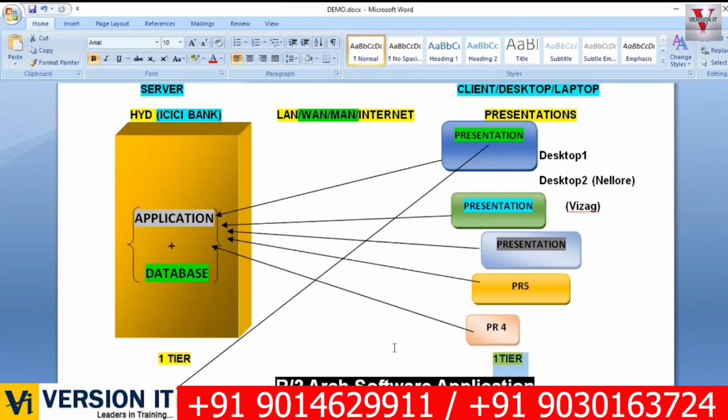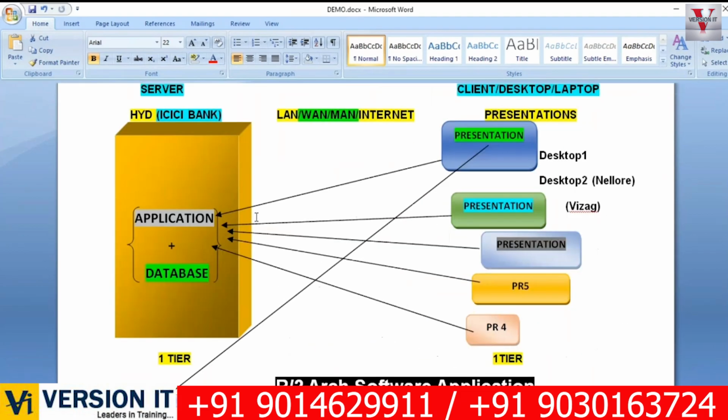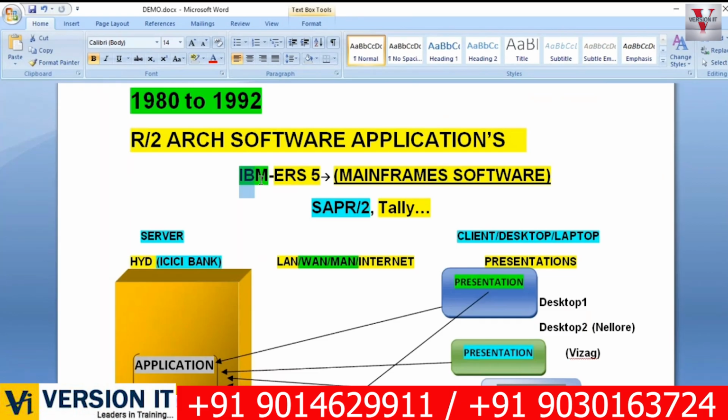So if you can design such software, what do you call that software? R2 architecture software. And between which years was this software developed? 1980 to 1992. And who were the first people to design this software architecture? This is the catch now, guys. Who are the first people to design such an architecture wherein presentations can be multiple, kept on different desktops, and that presentation can connect to a central server wherein the application and database are loaded? This environment was designed by IBM.